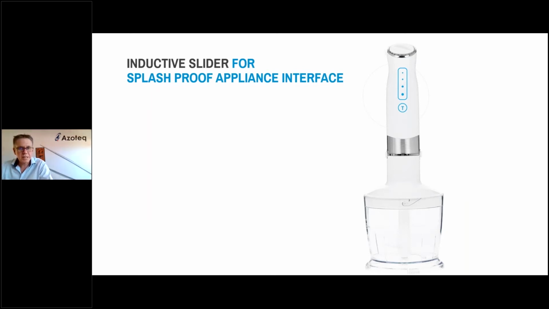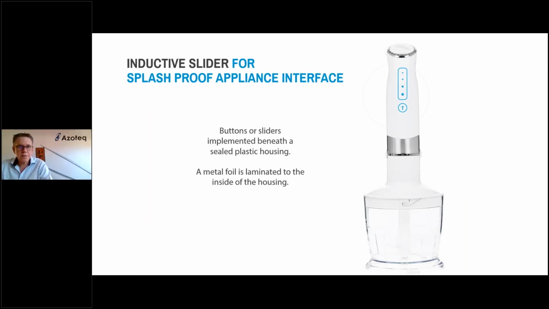So sliders and buttons, again, very useful in kitchen appliances. The example that I have on the screen is a solid housing molded in a 1-step or a 2-step process where a metal foil or a metal string can be mounted or molded on the inside, and the deflection of the housing on the outside is measured by the inductive method on the inside.